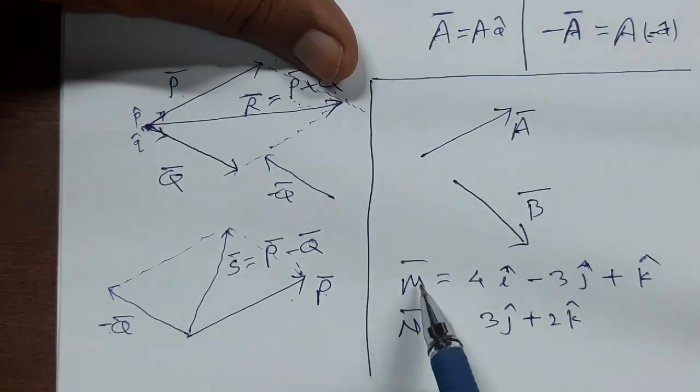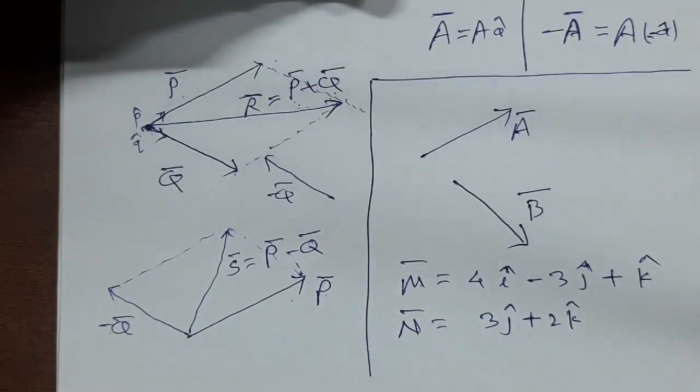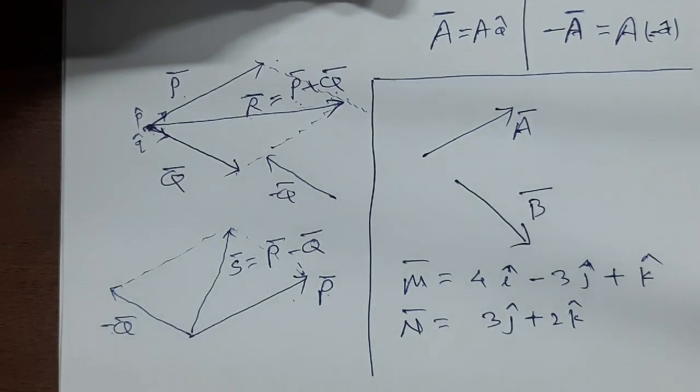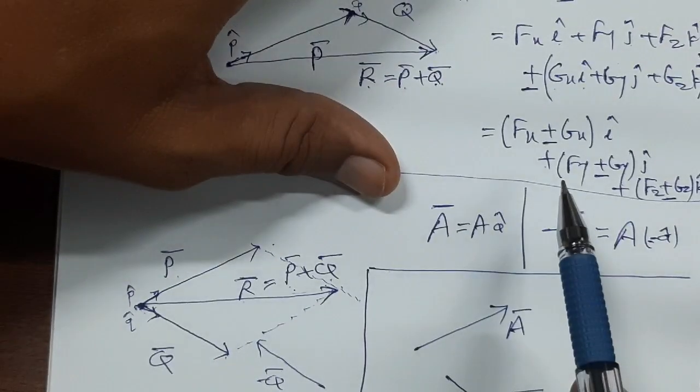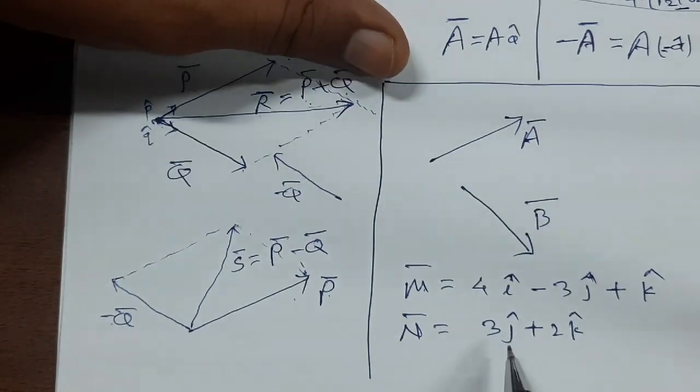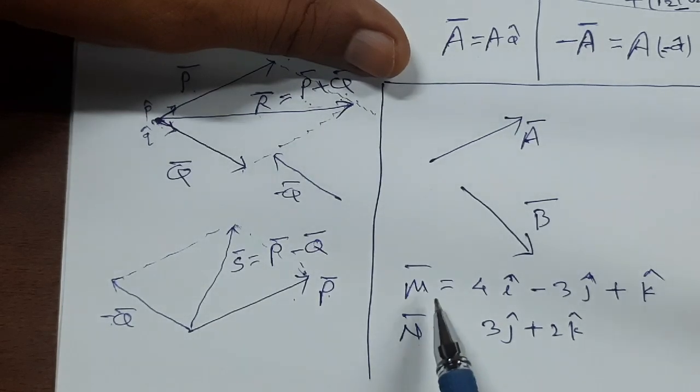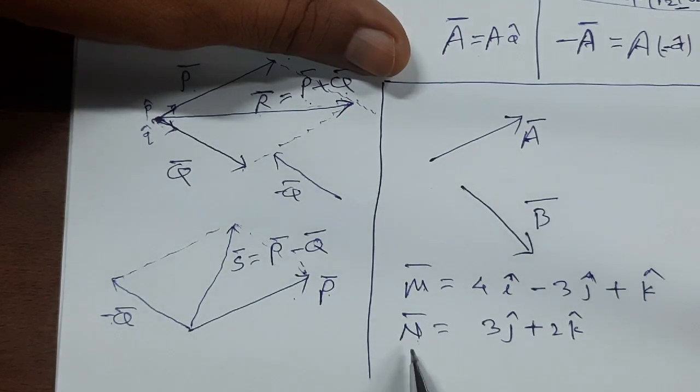Now using this m bar and n bar, find the resultant of their addition. Obviously here the vector is represented in component form, therefore you will have to use the component law of vector addition and subtraction and find the difference, or the subtraction of n bar from m bar, that is, find m bar plus n bar and find m bar minus n bar.